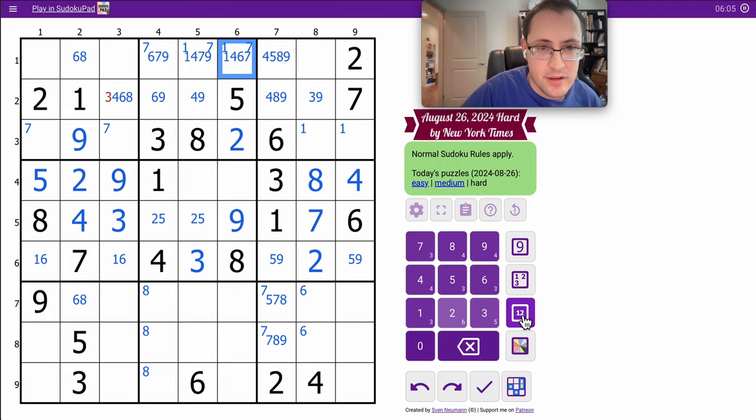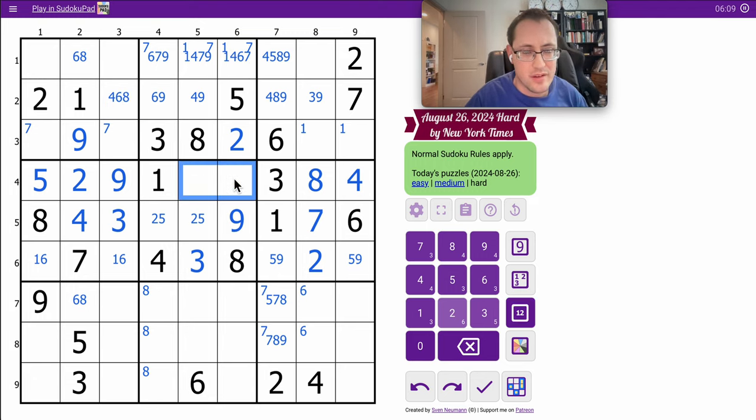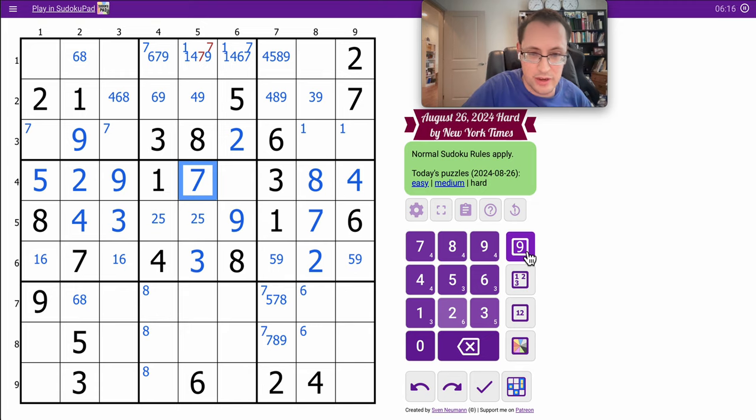Okay, take 9 out of here, 3 out of here. These can't be 2, 5, or any of the other digits. They are what looks like 6 and 7. This has a 6 looking at it from column 5, looking up.